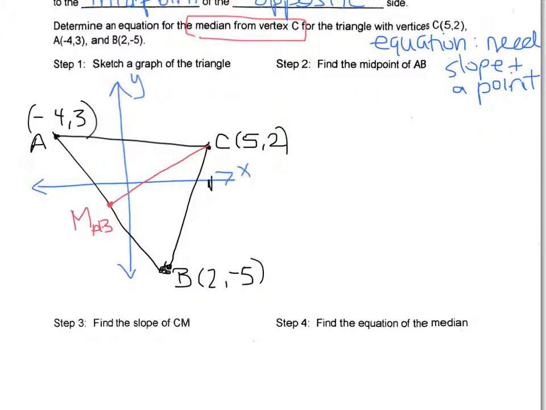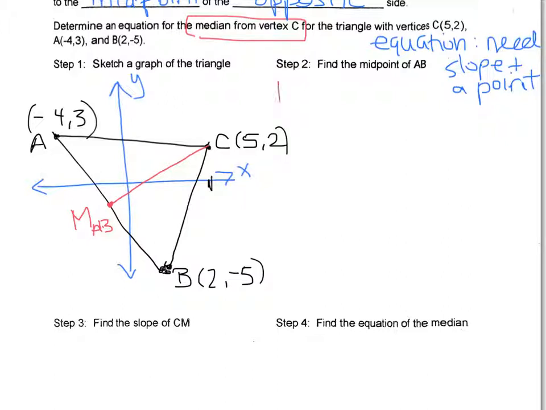So if you think about this median, this red line in my picture, how would I figure out what the slope of that median would be? Well, I don't really know what to compare it to. It's not perpendicular to anything, it's not parallel to anything, but we do have two endpoints. We have point C, and we could find the midpoint, and we could figure out the slope between those two points. So in order to get the slope, we need to figure out first the coordinates of that midpoint. So that's going to be our first step. We're going to calculate the midpoint of AB.